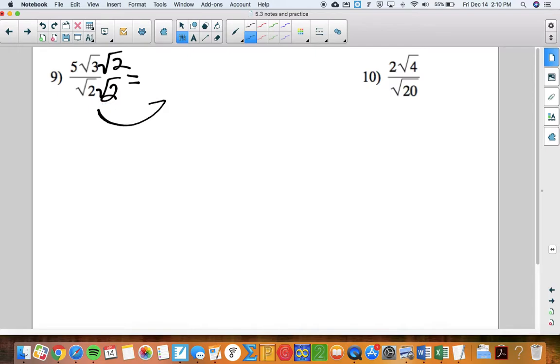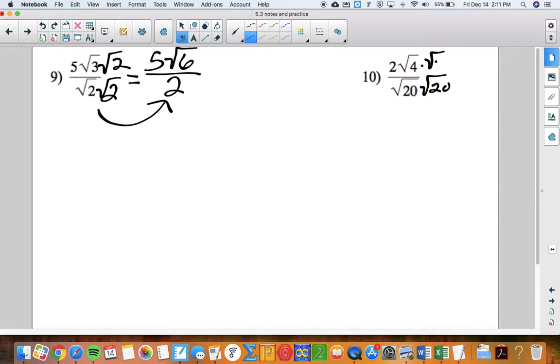Number 9, can't have a radical on the bottom, so multiply by it. So we get 2 on the bottom. And on the top, we get 5 times, you can multiply square roots together, so you get 5 times the square root of 6. On the bottom, you could multiply the top and the bottom by the square root of 20. Totally doable. I'll jot that down.